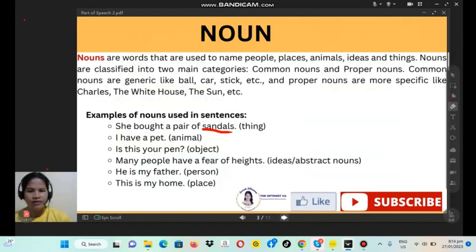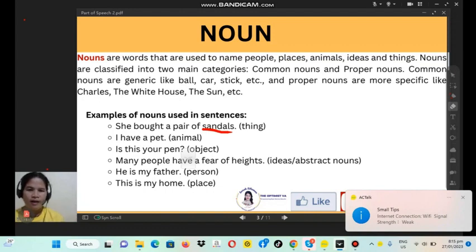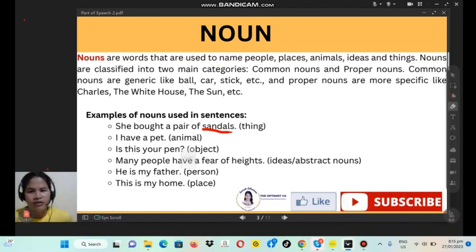So now let's talk first about what is a noun. Nouns are words that are used to name people, places, animals, ideas, and things. Nouns are classified into 2 main categories, the common nouns and proper nouns. The common nouns are generic, the general terms like ball, car, sticker, hospital, school. And the proper nouns are more specific like Charles, the White House, the Sun, the school which is St. Luke Medical Center, and the hospital and the school is St. Mary School. So here are examples of nouns used in sentences.